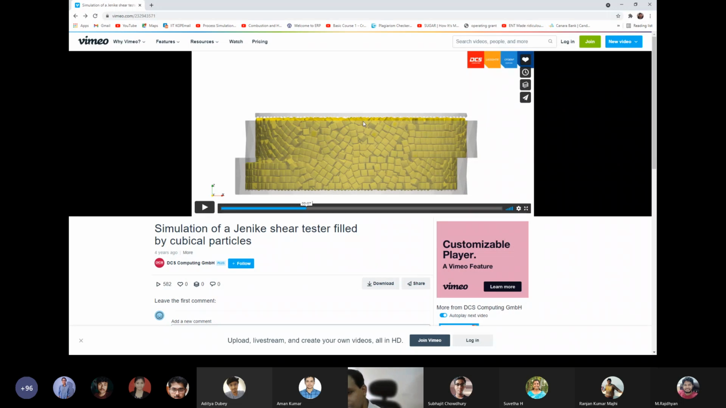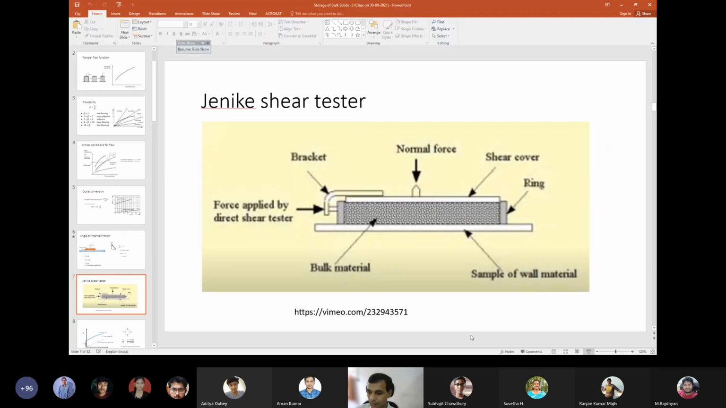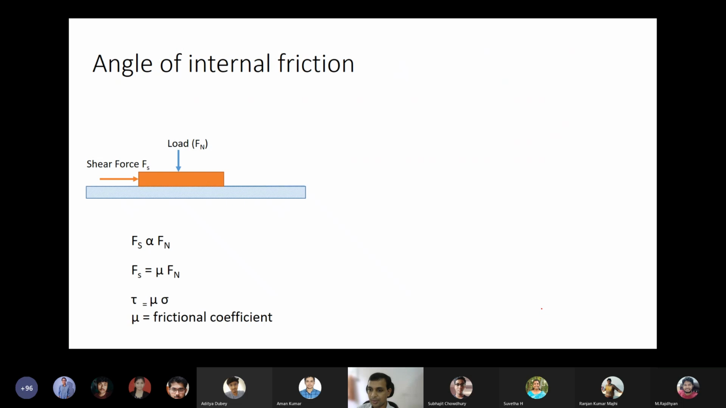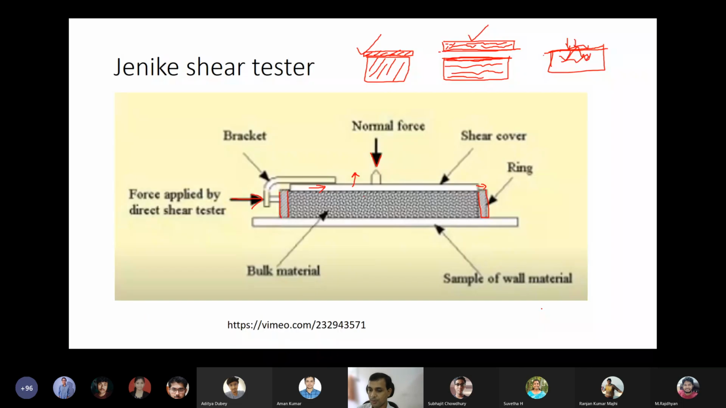Okay. I will show you another video where they actually use the silo material to measure it. Actually, I forgot to copy the link, but I will show you. Right. So this way we'll measure the angle of internal friction, and this is the basic fundamental concept behind this one.